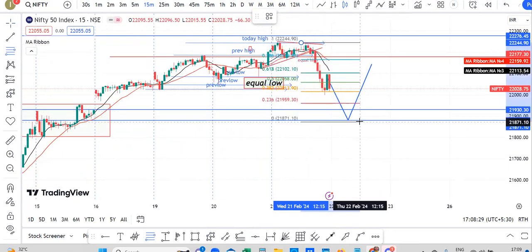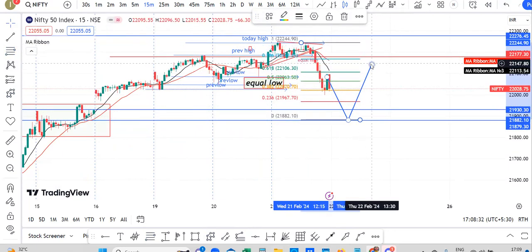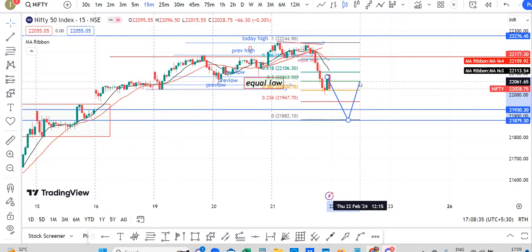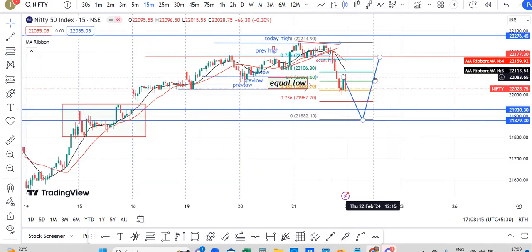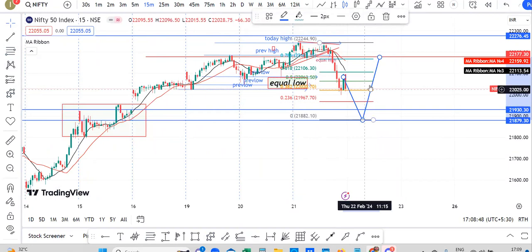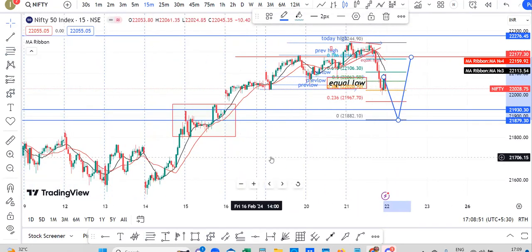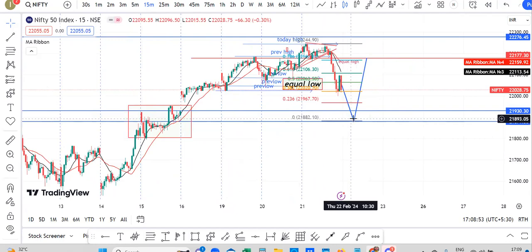Suppose if it comes to this level, you can anticipate the first level to be the 0.5 retracement, that is 22,069, and it can even continue up to this level also, 22,175. You can see a V-shaped recovery in the market. Or otherwise, if it is a trendy day, it can go sideways like this, and then later it can go for a sell-off.